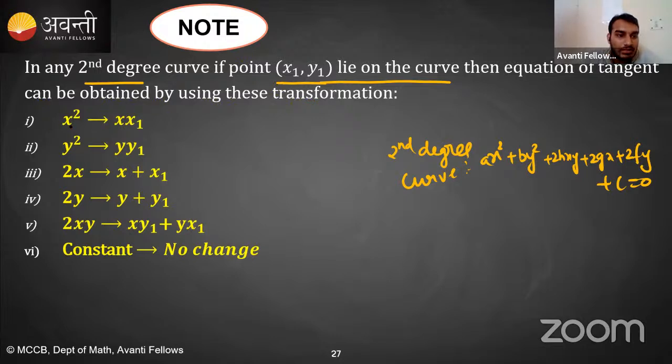What you can do, replace x square with xx1, y square with yy1, 2x you replace with x plus x1, 2y you can replace with y plus y1, and 2xy you can replace with xy1 plus yx1. How can we replace 2xy? xy1 plus yx1, and there will be no change in the constant. Is that clear, everyone?